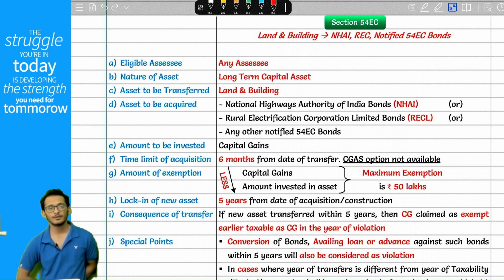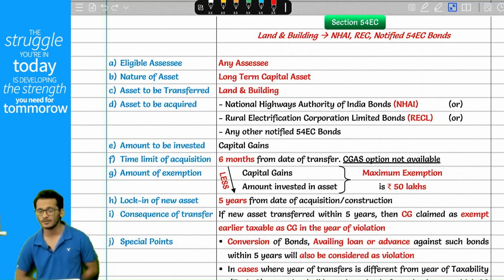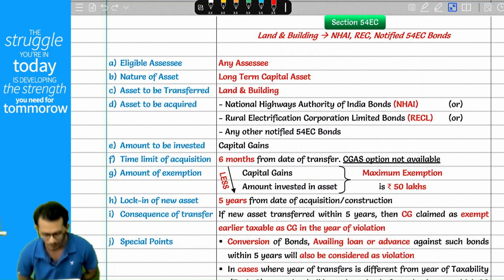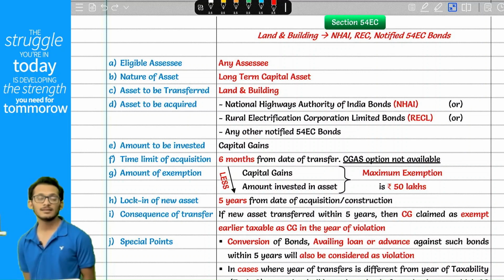If you do not hold it for a period of 5 years, since the asset which you acquired is different from the asset which you transferred, the exemption which you claimed earlier will be taxable in the year of withdrawal or taxable in the year of sale, as the case may be.